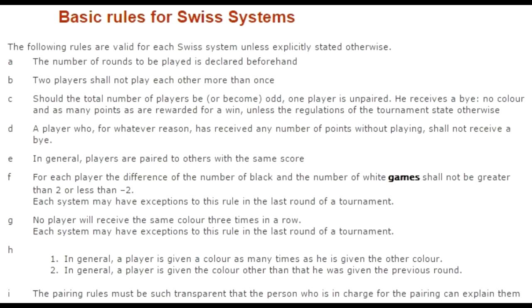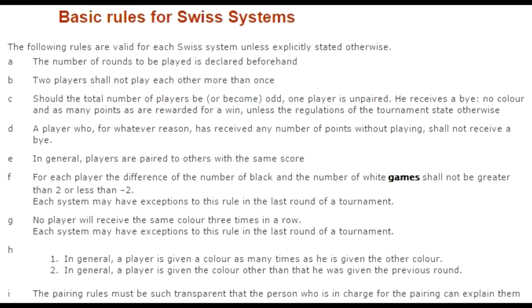For each player, the difference of the number of black and the number of white games shall not be greater than 2 or less than -2. Each system may have exceptions to this rule. In the last round of a tournament, no player will receive the same color 3 times in a row. Each system may have exceptions to this rule.